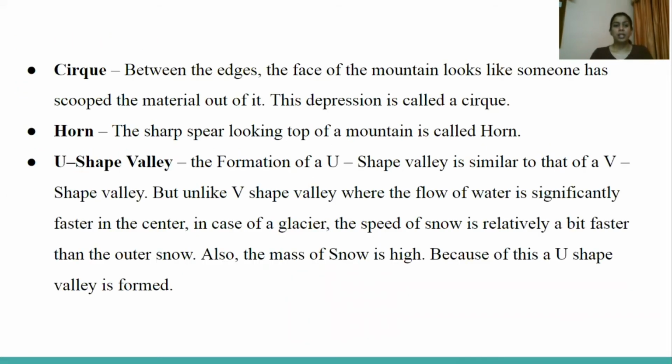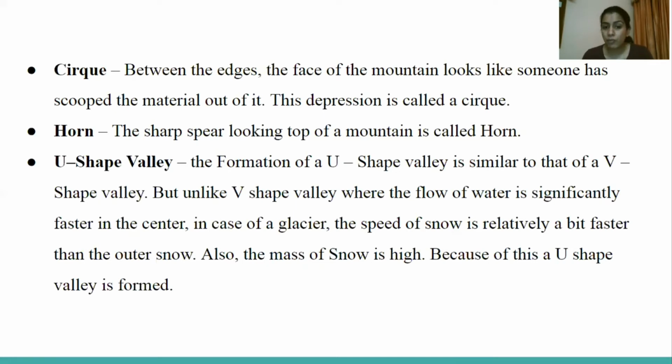The next is cirque. Between the edges, the face of the mountains look like someone has scooped the material out of it. This depression is called a cirque. Next is horn. The sharp spear-looking top of a mountain is called a horn. And U-shaped valley. The formation of U-shaped valley is similar to that of a V-shaped valley. V-shaped valley हमने सबसे starting में पढ़ा था.